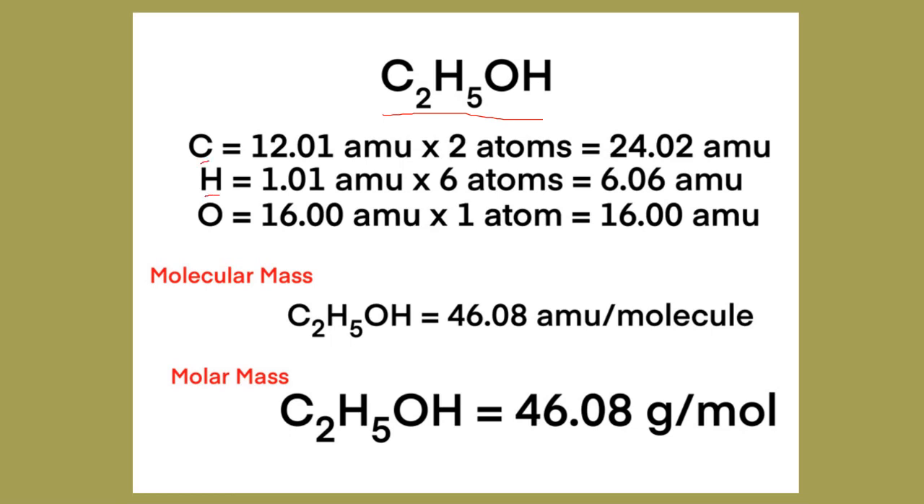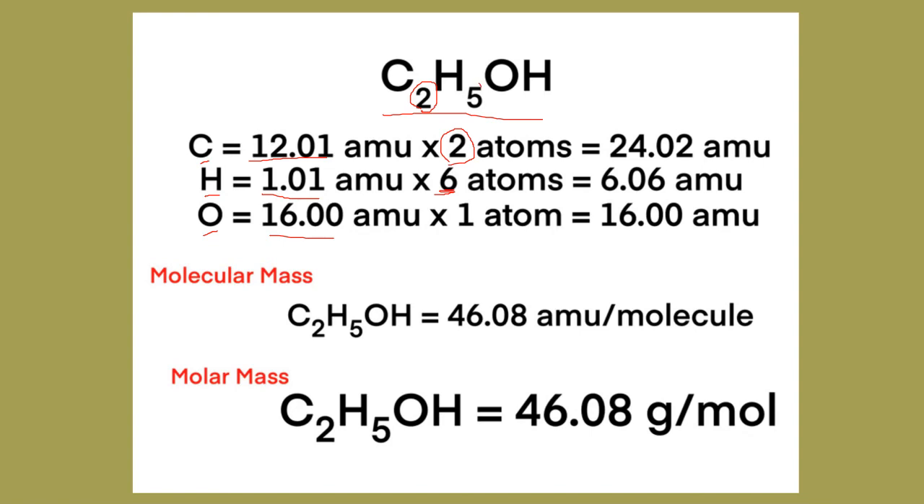We have carbon, hydrogen, and oxygen. We have to get the atomic mass using the periodic table. For carbon, it's 12.01. For hydrogen, it's 1.01. For oxygen, it's 16. And identify the number of atoms. You have 2 for carbon, and we have 6 for hydrogen.